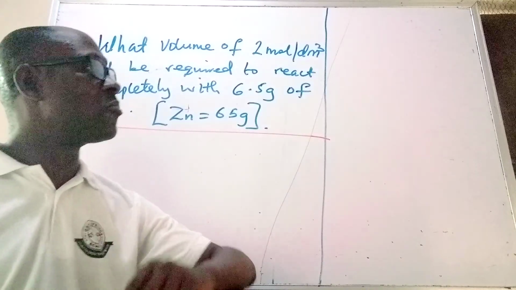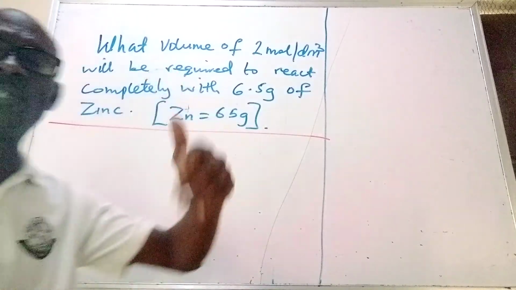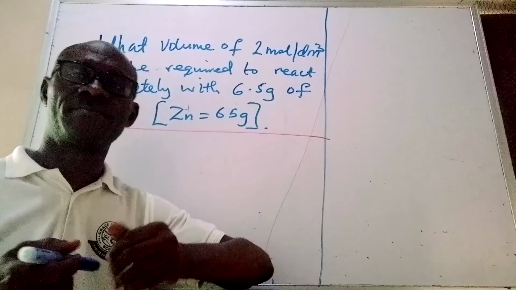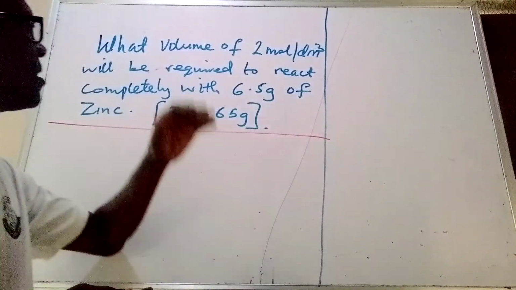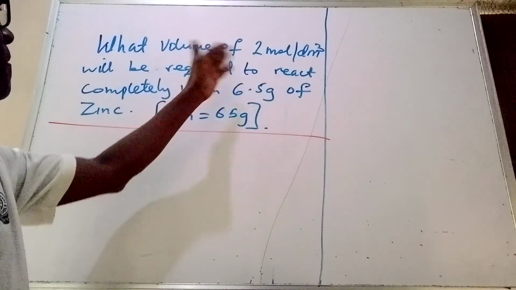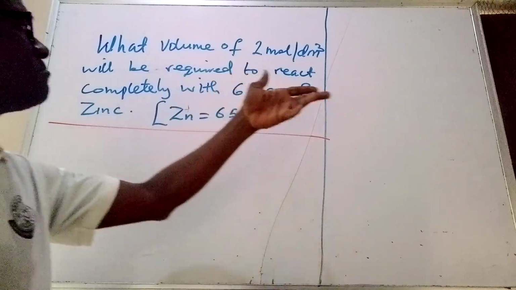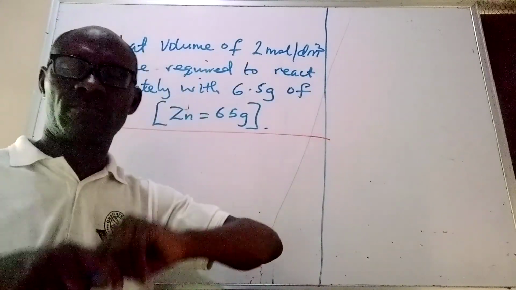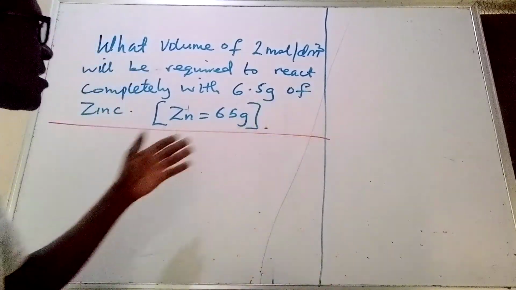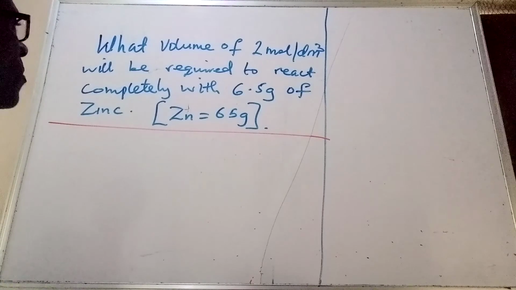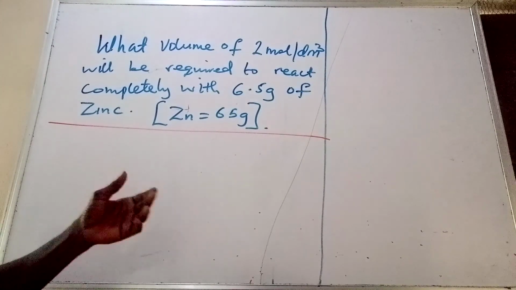To continue with the calculations in chemistry. Today I'm going to have a look at mass volume of liquid in a reaction. What is the liquid we are talking about here? That is the acid used.